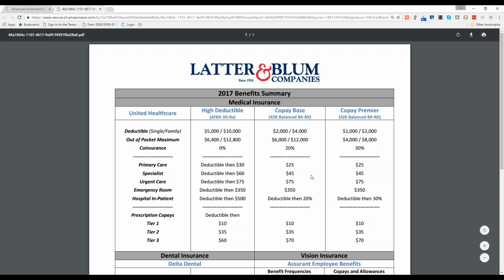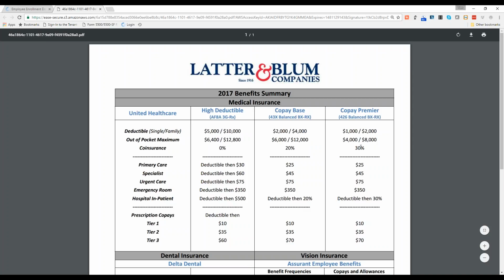Just a real quick example of how a hospital stay would be treated here, just to make sure everybody is 100% comfortable with this. If I had a $5,000 inpatient hospital stay and I was on the copay base plan, I'd pay $2,000 as my deductible first, and then I'd pay another $600, or 20% of the balance of $3,000. So I'd pay $2,600 total, and I'd have $2,600 towards my $6,000 out-of-pocket maximum.